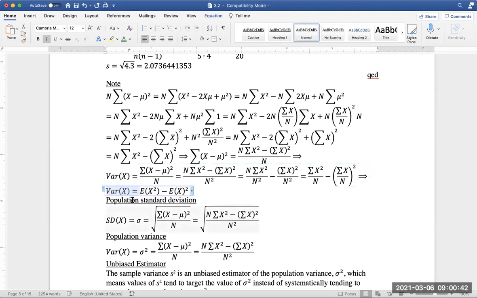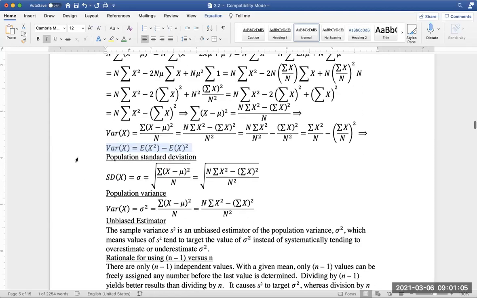So I've shown that the variance of x is the expected value of x squared minus the expected value of x quantity squared. And that turns out to be an extremely important formula, one of the top 2 or 3 formulas in this course. So know this formula. It's very important.